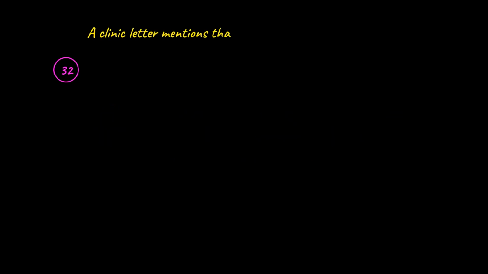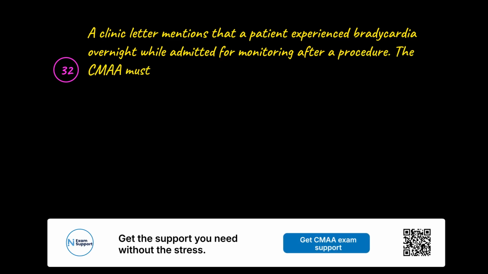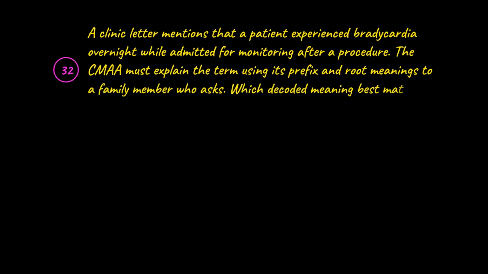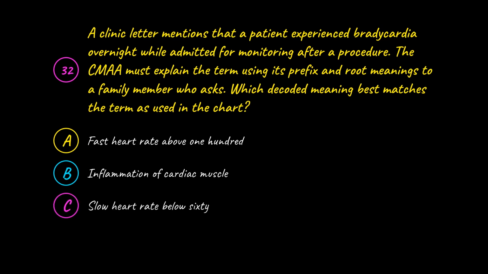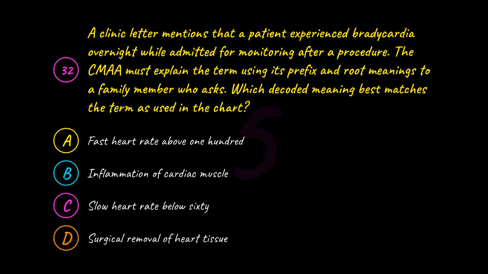Question 32. A clinic letter mentions that a patient experienced bradycardia overnight while admitted for monitoring after a procedure. The CMAA must explain the term using its prefix and root meanings to a family member who asks. Which decoded meaning best matches the term as used in the chart? Your options are A. Fast heart rate above 100. B. Inflammation of cardiac muscle. C. Slow heart rate below 60. D. Surgical removal of heart tissue. Got a guess? Lock it in.